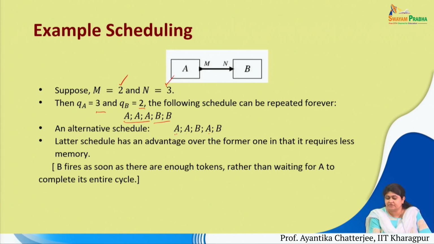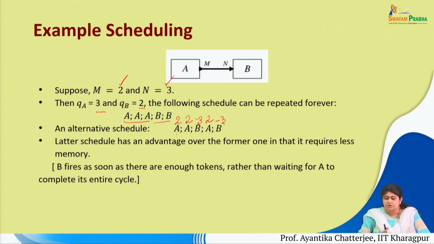So, in the first firing A is generating 2 tokens. In the second firing A is again generating 2 tokens, and then B is consuming 3 tokens. So, we are keeping that as minus 3. So, 1 token is left. Again A is firing, again there are 2 tokens. So, now effectively we have 3 tokens in total, and now B is consuming those 3 tokens.